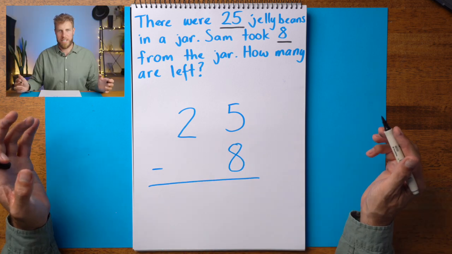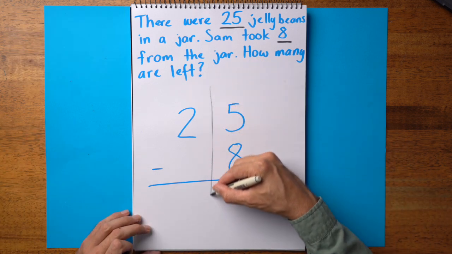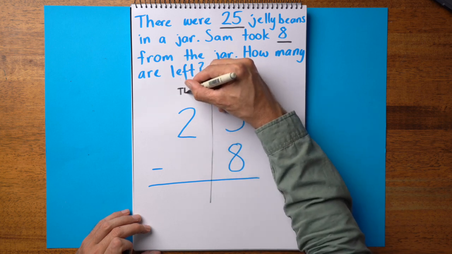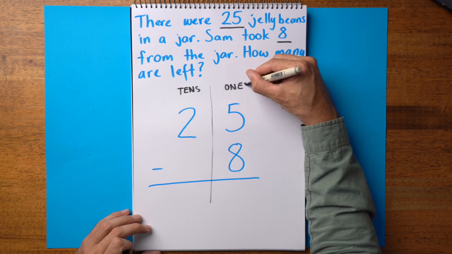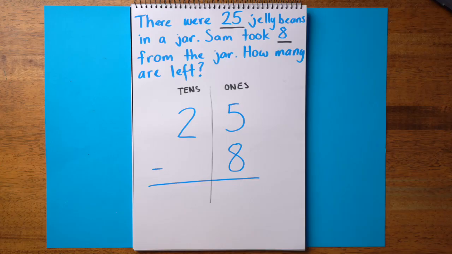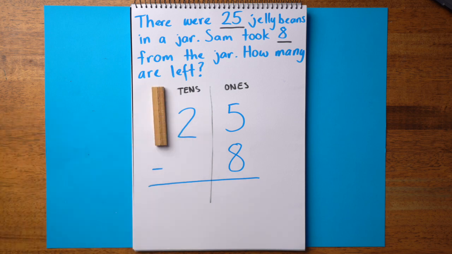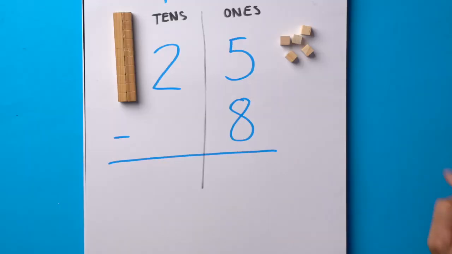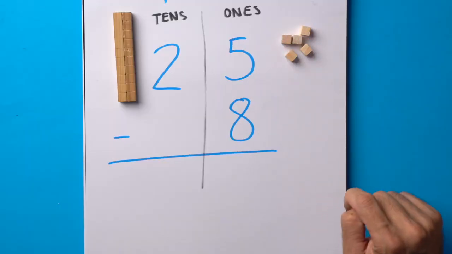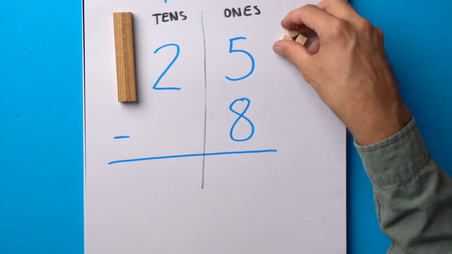Again, I'm going to have an imaginary line to separate my 10s column from my 1s column. Tens, ones. We have 25 take 8. How are we going to solve it? First thing, I'm going to make it 25, which would be 2 10s and 5 1s. If I've got 5 here, can I take 8 from that 5? 1, 2, 3, 4, 5. No, I can't take 8.